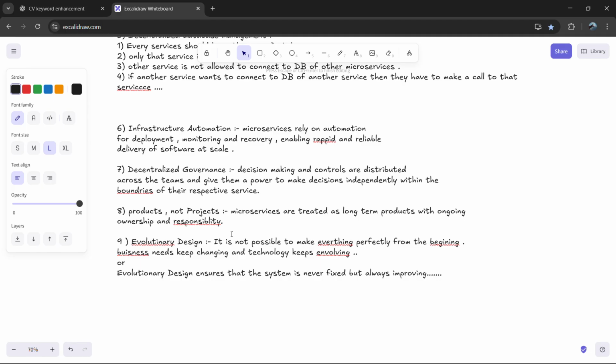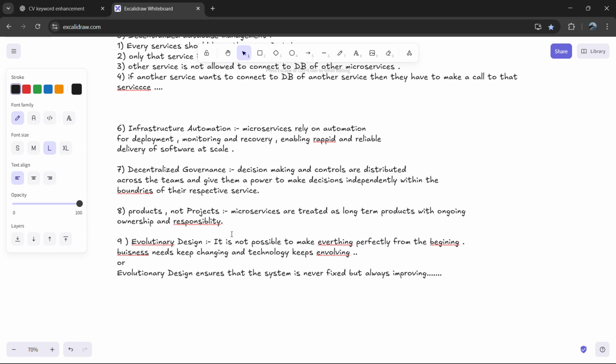The seventh point is decentralized governance. Decision making and control are distributed across the teams. So you have the power to make the decision about which language or which technology you want to use to create your services. There is no pressure from the manager or the head of your department to use a particular technology for a service. This is all up to you, how you want to make your service.